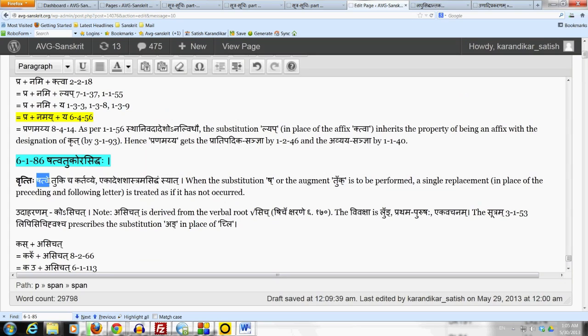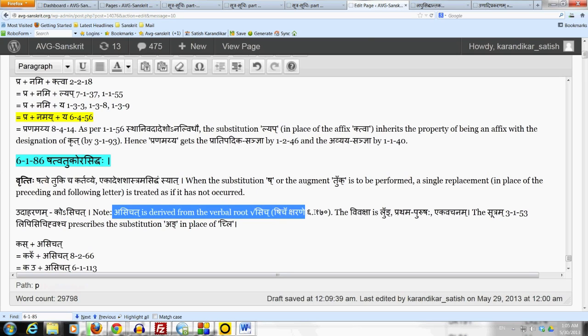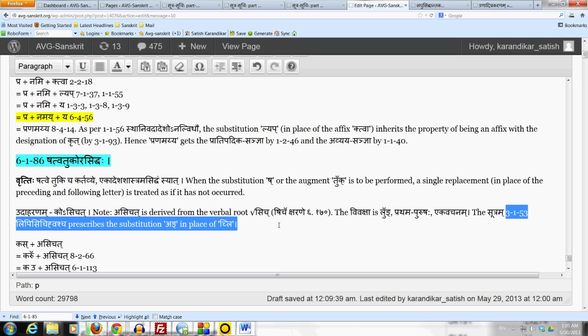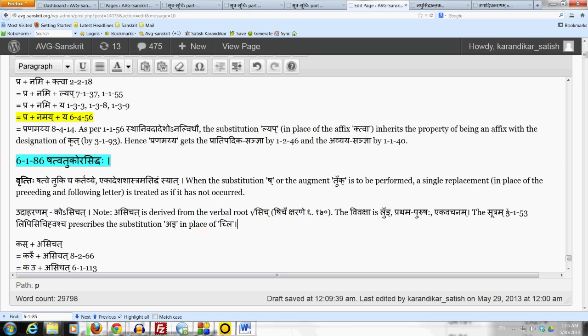First, let's take the example of the ṣatvam, which is not our present topic, but it is a part of the sūtram, so let's take a look at it. The udāharaṇam here is ko 'sicat. Now this form asicat is derived from the verbal root sic, which in the dhātupāṭha is ṣica kṣaraṇe, from the tudādigaṇa. The vivakṣā is luṅ, prathama puruṣa ekavacanam. Here the sūtram 3153 lipi-sici-vaś ca describes the substitution aṅ in place of cli. We won't go through the whole derivation, but using the sūtram 3153 we can easily derive the form asicat.